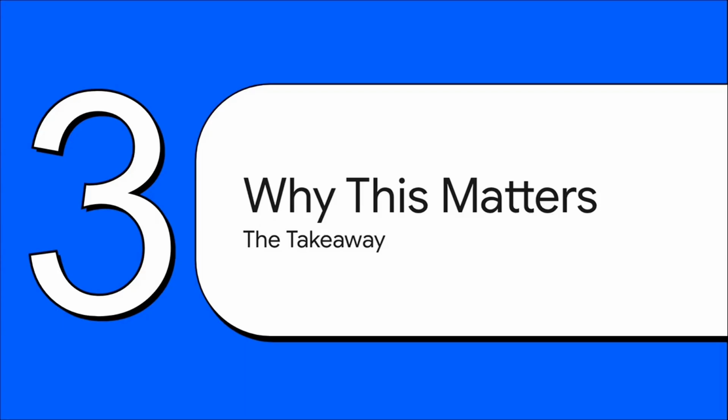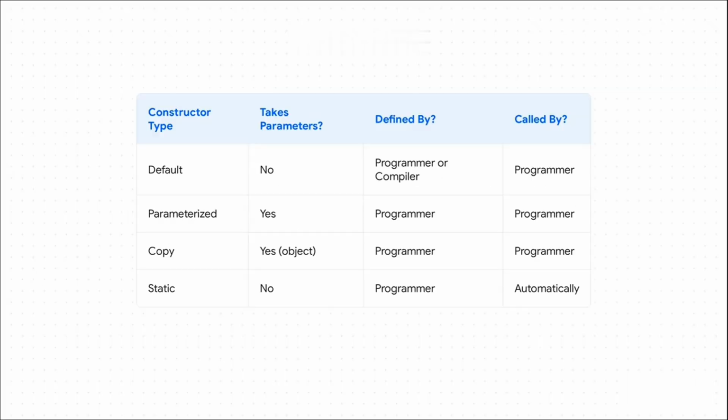So we've met all the different types, but let's just zoom out for a second. Why does all this matter? Why is getting this right so important for writing good, clean code? What's the big takeaway here? This little cheat sheet really sums it all up nicely. You can see the pattern, right? Almost everything is defined by you, the programmer, and called by you. The two big exceptions, the default constructor, which the compiler can whip up for you if you forget, and the static constructor, which is the only one the system calls all by itself. This is a great little reference to keep in mind.